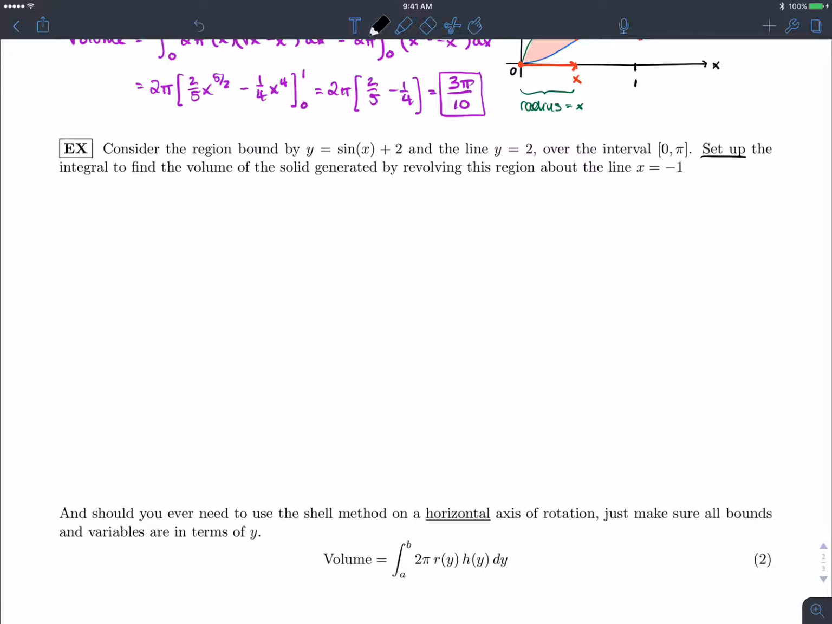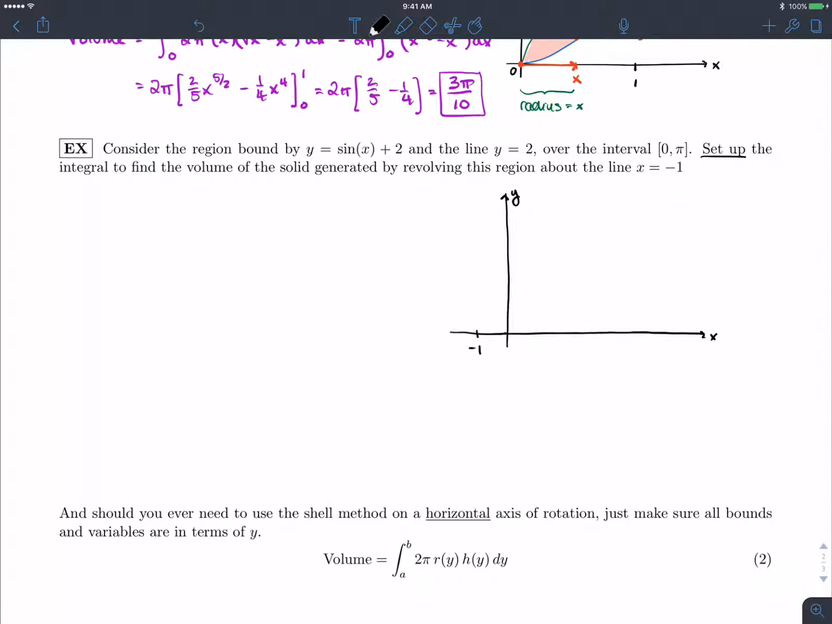So let's go ahead and get this region set up. So we've got our y-axis and our x-axis, and y will have x. Now this region is going to be revolved or rotated around the line x equals -1. So I'm going to go ahead and just put that in there too.